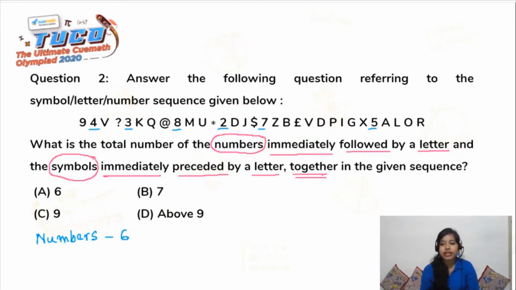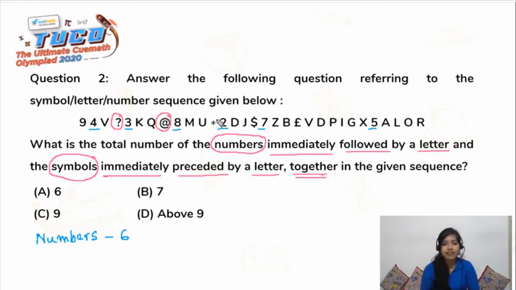Now let's calculate for symbols. So a symbol needs to be immediately preceded by a letter, right? Preceded by a letter, as in before every symbol you need to have a letter. So let's check the first symbol, which is a question mark. Yes, we do have a letter which is occurring before this symbol, which is V. Let's check for @. We again do have a letter which is occurring before @, which is Q.